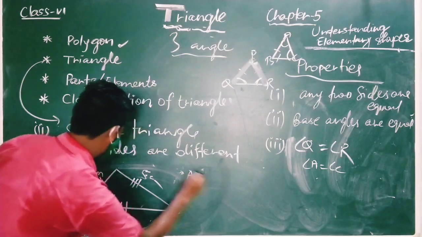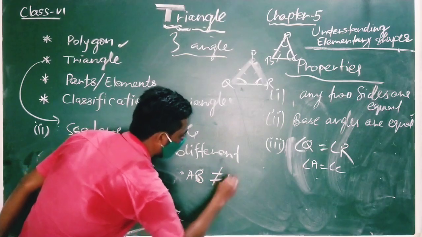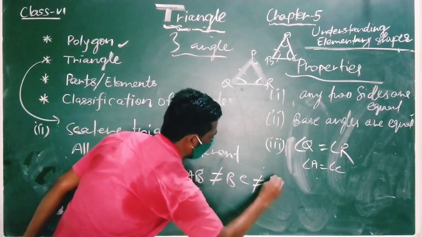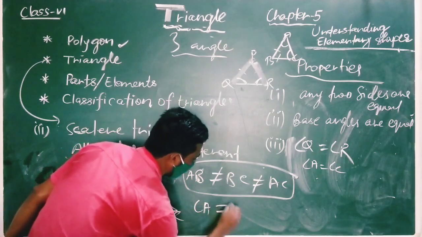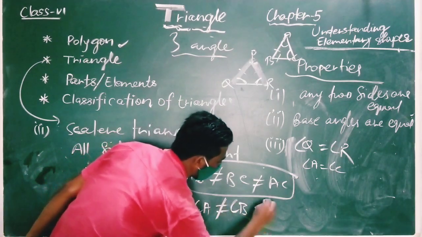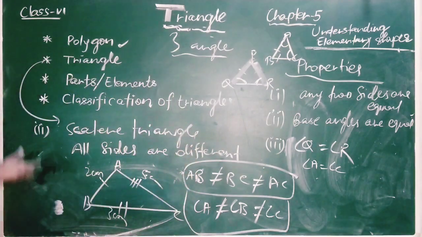So suppose you take the name ABC, then AB is not equal to BC is not equal to AC. This is about sides, and about angles also, angle A will not be equal to angle B will not be equal to angle C. This is about the scalene triangle. If you want to take the screenshot, you can.